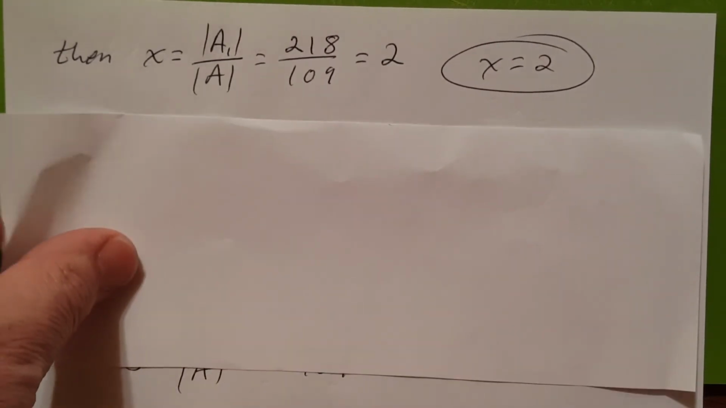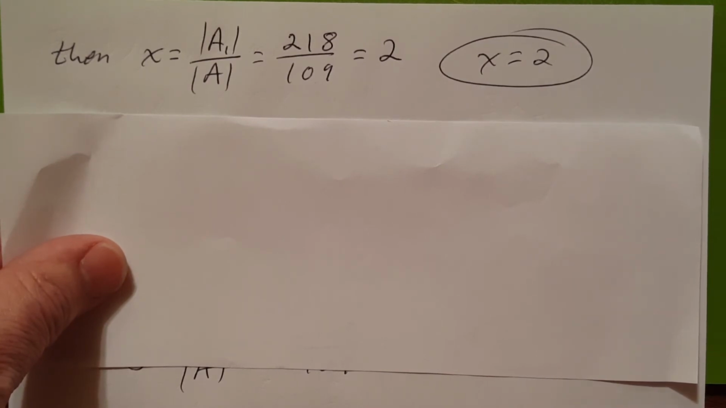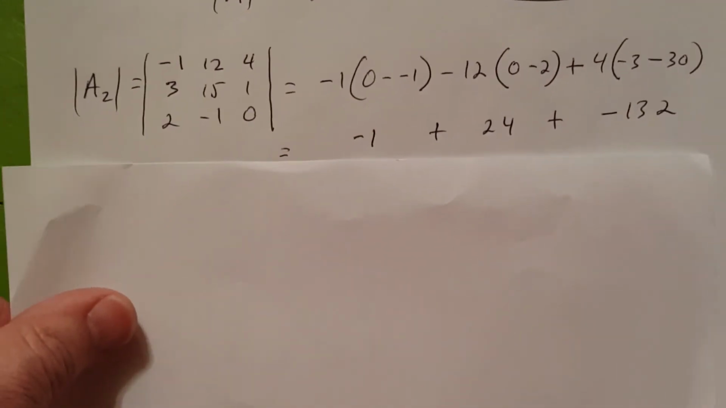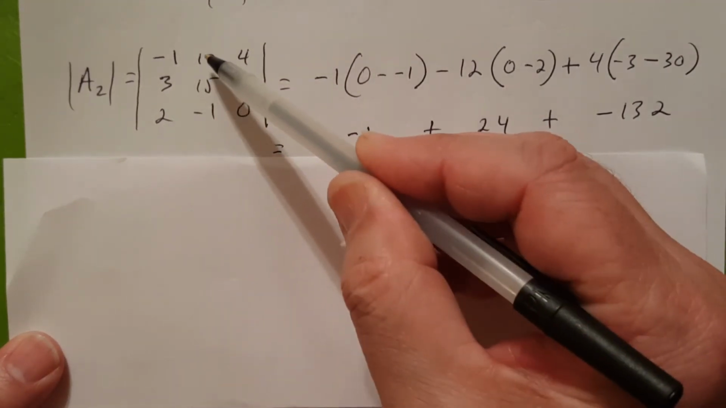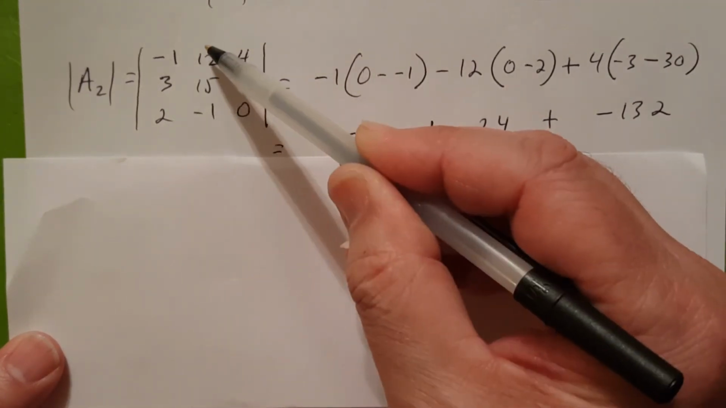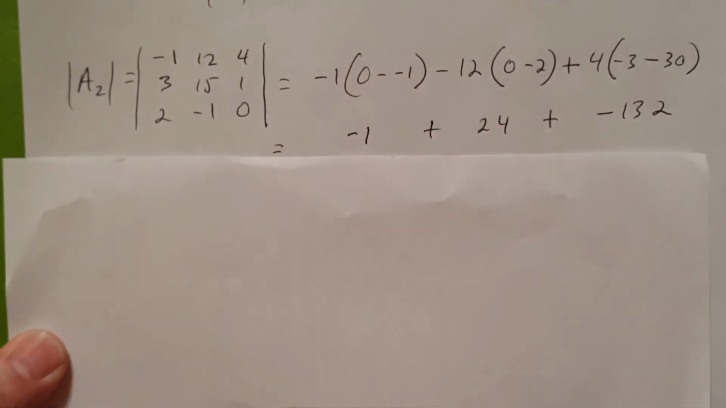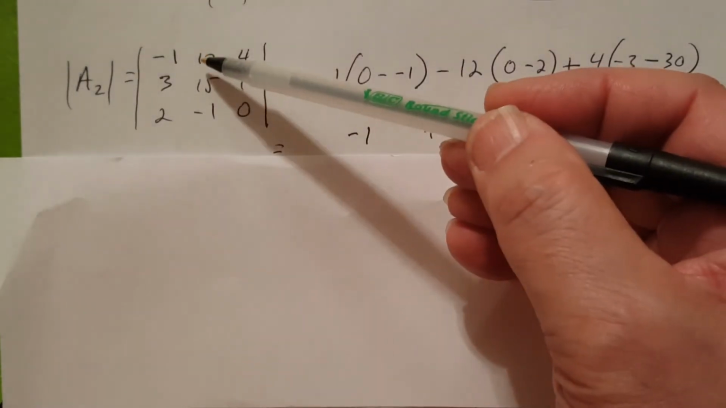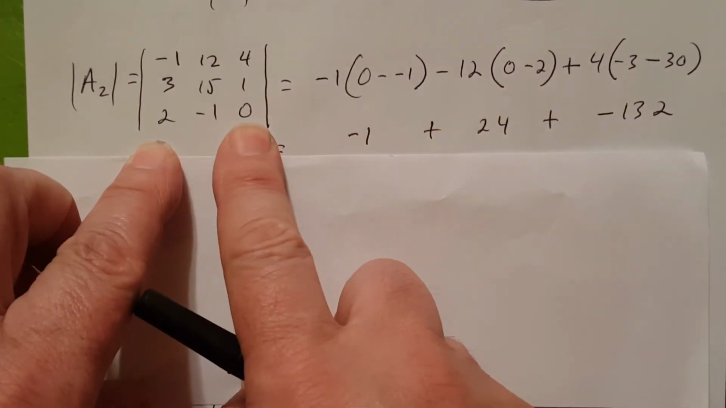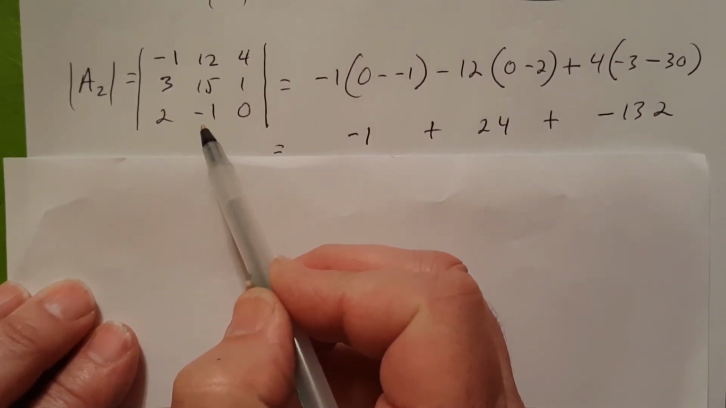Okay? And then moving on to y. In order to get y, we need the determinant of A2. So here is the determinant of A2. How do we get A2? Well, we replace the second column with the numbers from the B, the equal numbers, these numbers here. Now we replace here and keep the first and third column. So now we're ready to do the determinant of A2.